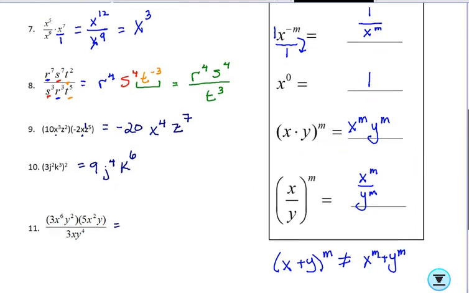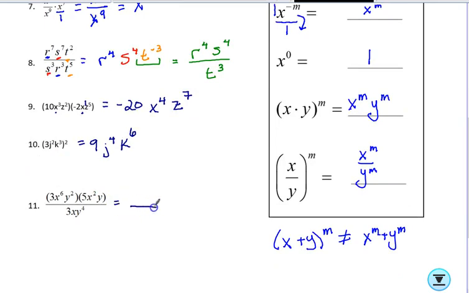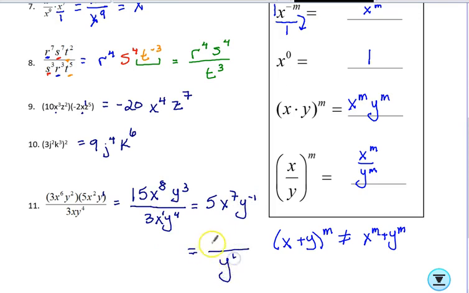And then in 11, I'm going to simplify my numerator first. So we got 3 times 5 is 15. X to the 6 times x squared, add those exponents. Y squared, y to the first, add those exponents. Now I'm going to do 15 divided by 3. 8 minus 1. 3 minus 4. Got to fix up that negative exponent. You can put a 1 power, you don't need it since it's to the first. And there's our final answer.